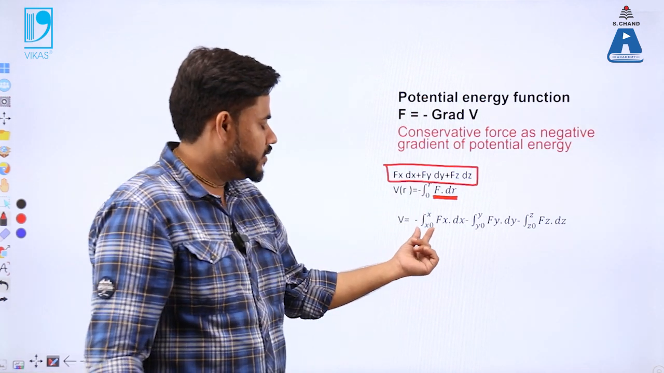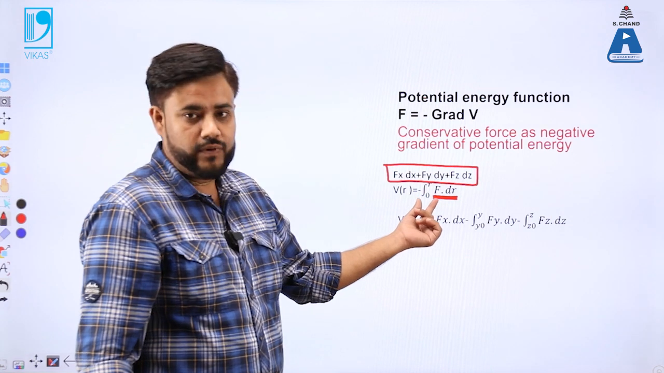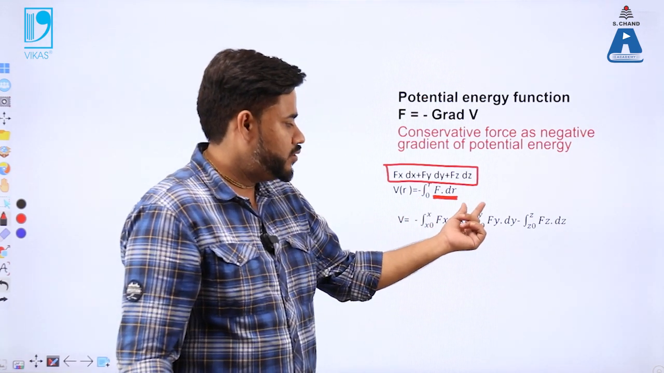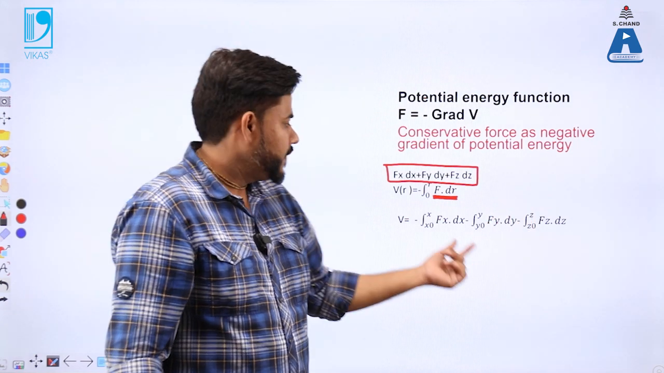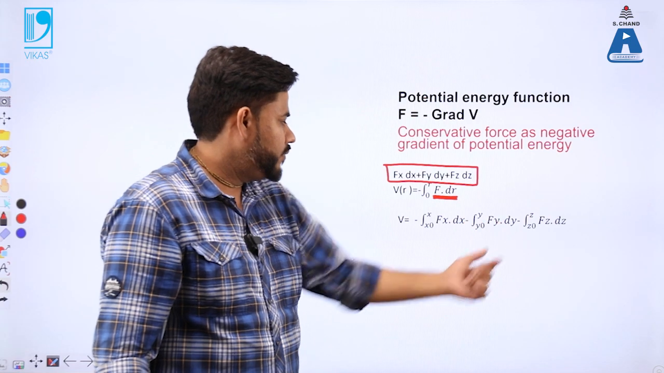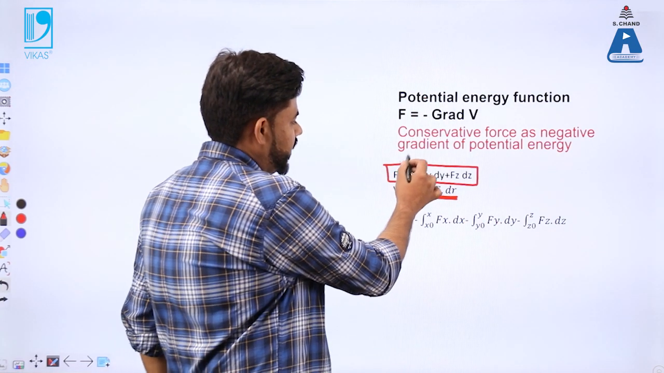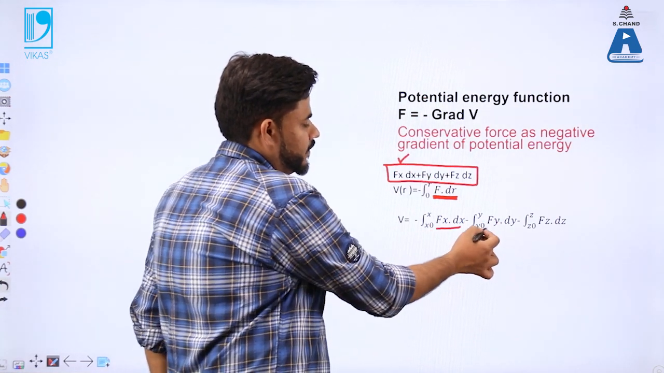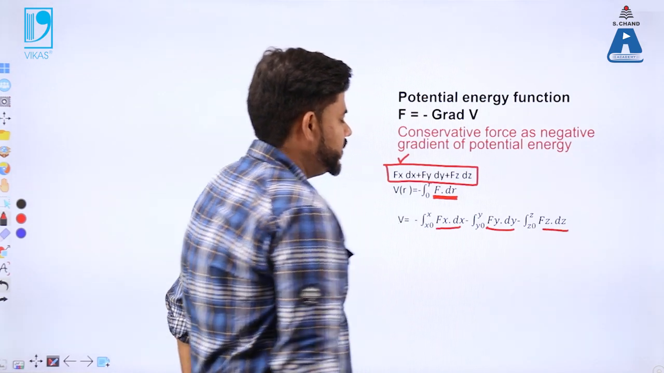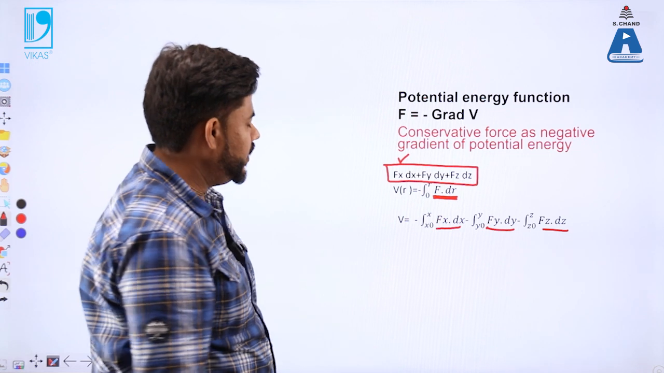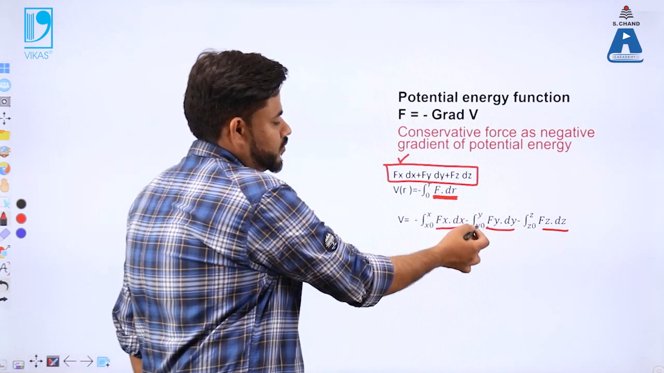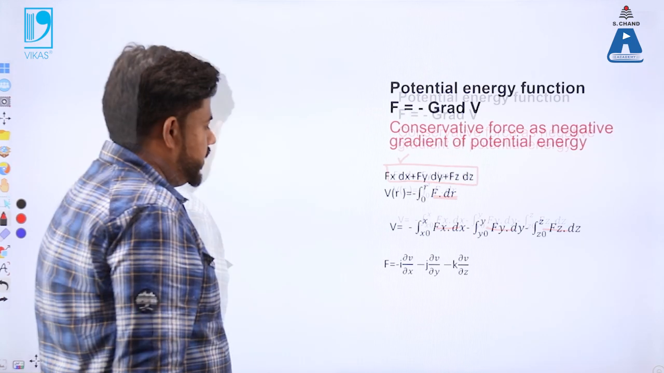Initial point for the x component is x0, final point for the x component is x, initial point for the y component is y0 to y, and z0 to z. It has a minus sign, so a minus sign in place of every component. Fx into dx with a separate integral, Fy into dy with a separate integral, and Fz into dz with a separate integral, and we will integrate them separately from x0 to x, y0 to y and z0 to z. Then what happens?